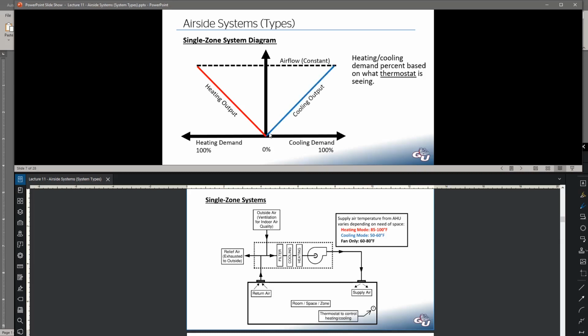And then on the other side, you have your cooling output, which is doing the same thing except on the cooling demand. So nice and low when there's no call, but it has to put out a lot of cooling energy when there's a large call for cooling. And so you just notice the cooling output has to increase as the cooling demand increases, and same thing on the heating side. That's really all there is to a single zone system. Pretty simple and straightforward.